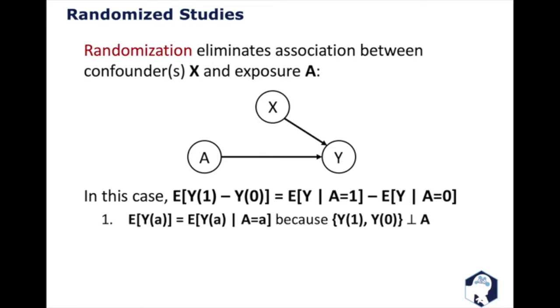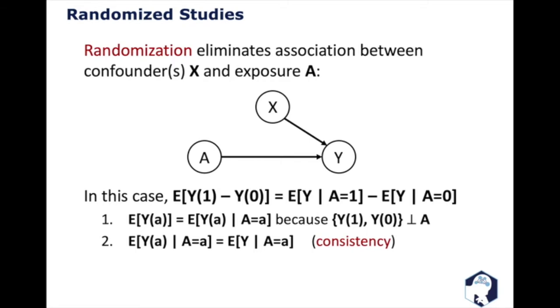And I'm just going to walk through and show why this is the case. I'm sure that this will be a review for some of you, but just setting the foundation here. So the expected value of the potential outcome Y of little a is equal to the expected value of Y of little a conditional on A, in this case where we have randomization, because our treatment A is independent of the set of potential outcomes. So our marginal expectation is equal to the conditional expectation when these things are independent.